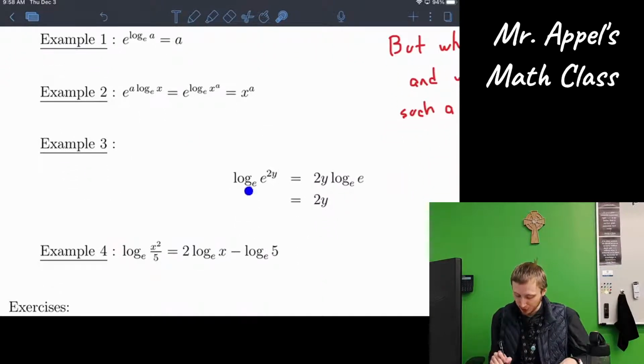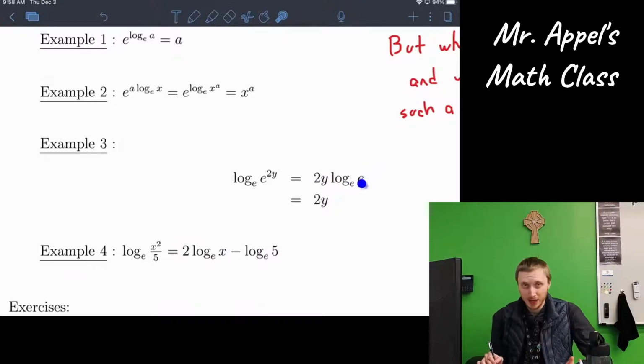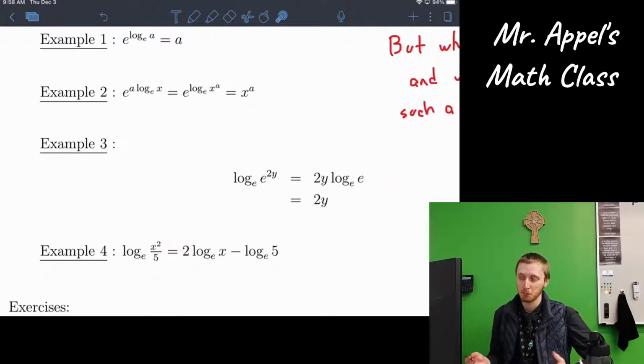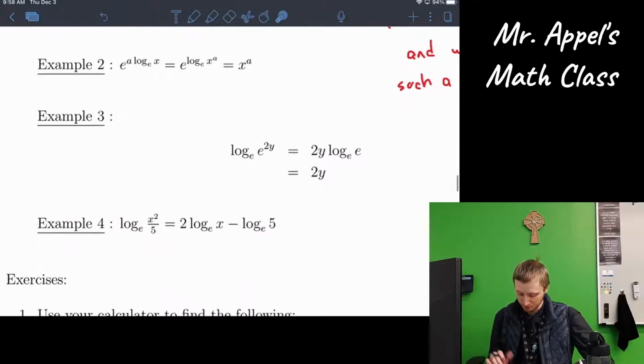Example number 3 here, log base e of e to the 2y. Again, exponent log rule, put the exponent out in front, 2y times log base e of e, all by itself. Now it has no exponent, it's just ln of e, which is just 1. So 1 times 2y is 2y. Pretty handy.